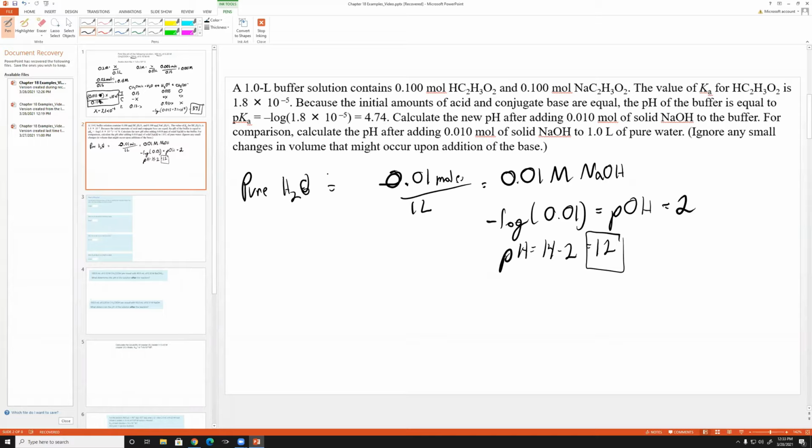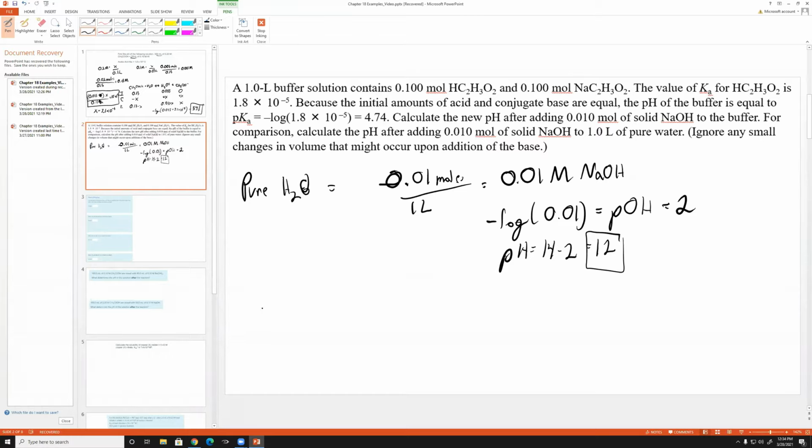So keep that in mind, that water doesn't really have that much of a buffer capacity. If it did, it would mitigate the pH change a lot better. So now let's compare that to a buffer containing acetate and acetic acid. If we add the 0.01 moles of NaOH, what we can say is that 0.01 moles of the acid, meaning acetic acid, is now going to be converted into conjugate base.